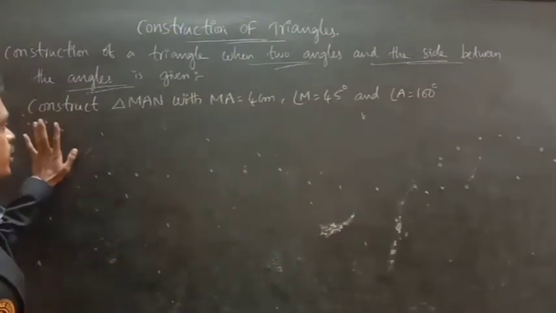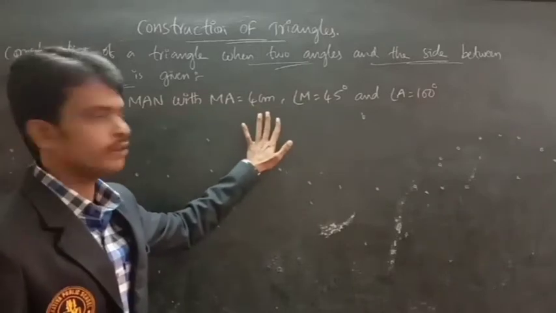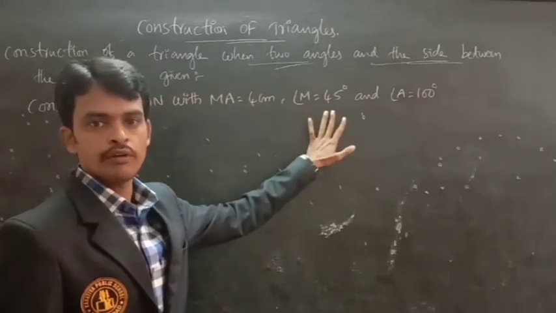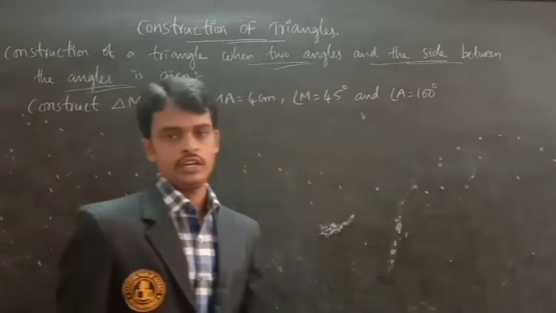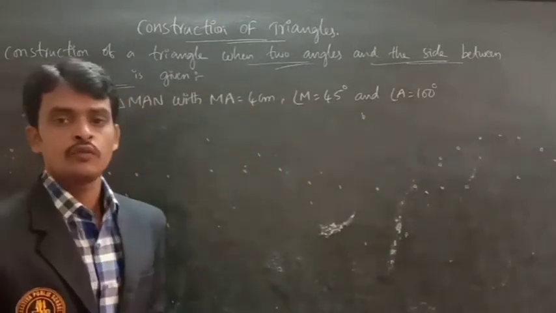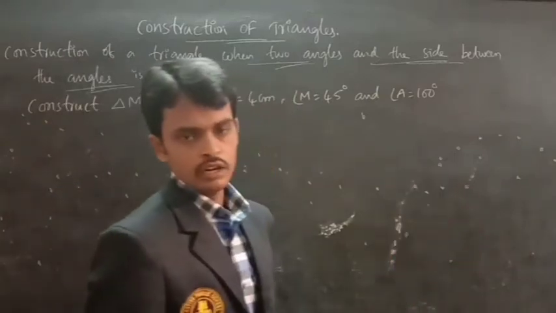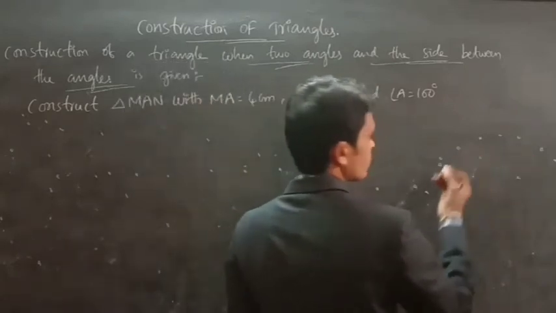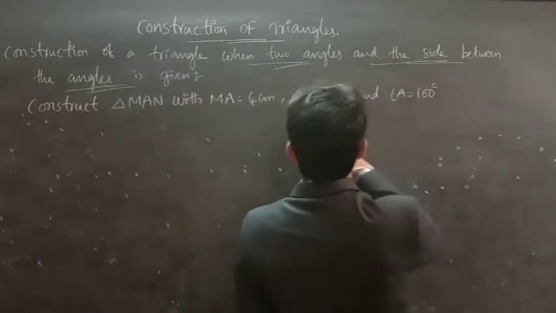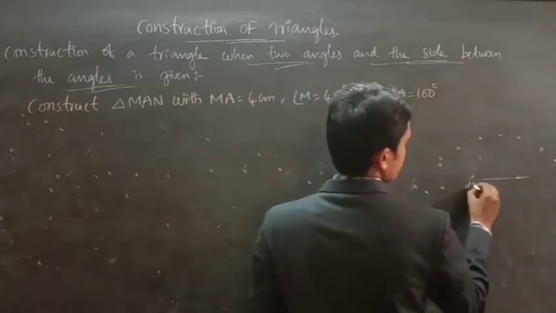We are constructing a triangle MAN with MA 4 centimeters, angle M 45 degrees, and angle A 100 degrees. So first we should draw a rough sketch of the triangle with the given measurements. So first we are drawing the rough sketch. The line segment is MA, 4 centimeters.